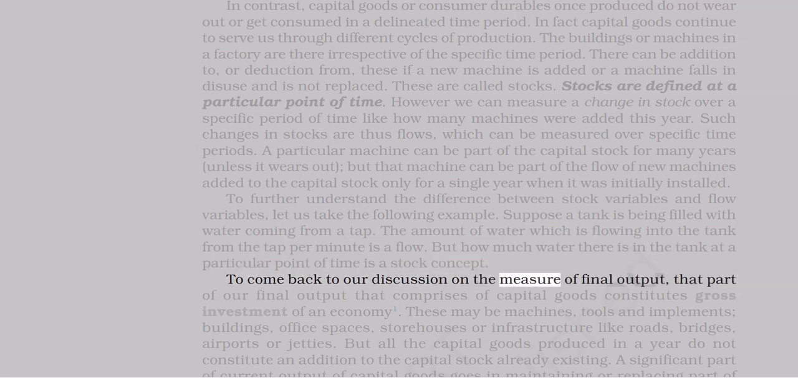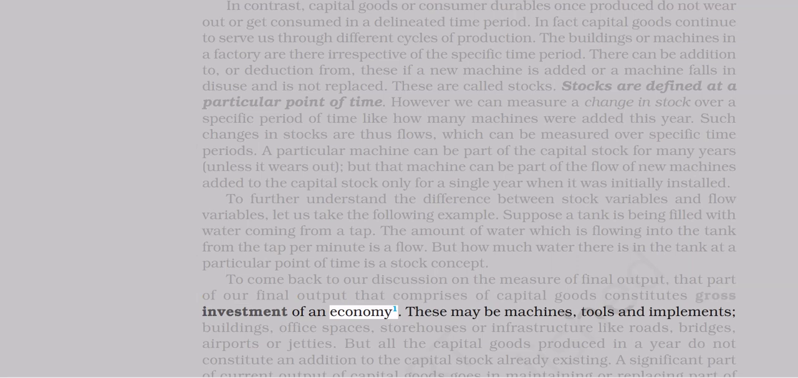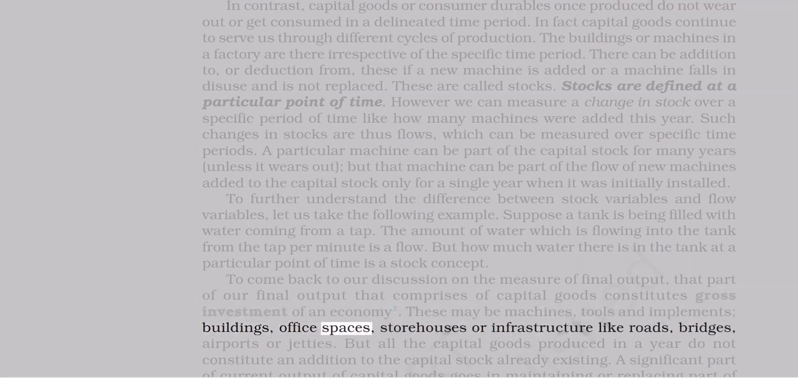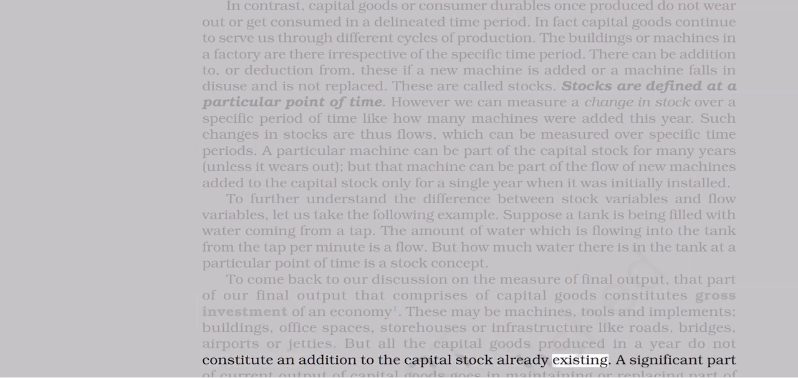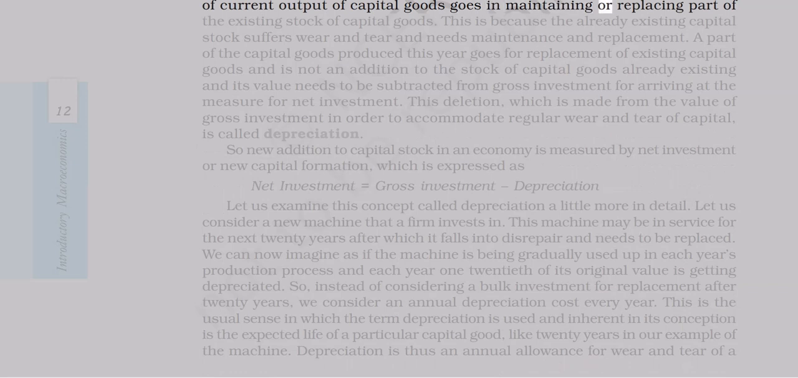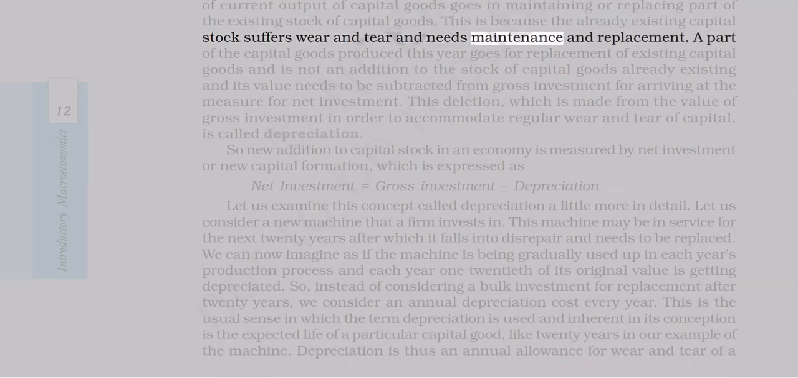To come back to our discussion on the measure of final output, that part of our final output that comprises capital goods constitutes gross investment of an economy. These may be machines, tools and implements, buildings, office spaces, storehouses or infrastructure like roads, bridges, airports or jetties. But all the capital goods produced in a year do not constitute an addition to the capital stock already existing. A significant part of current output of capital goods goes in maintaining or replacing part of the existing stock of capital goods. This is because the already existing capital stock suffers wear and tear and needs maintenance and replacement.